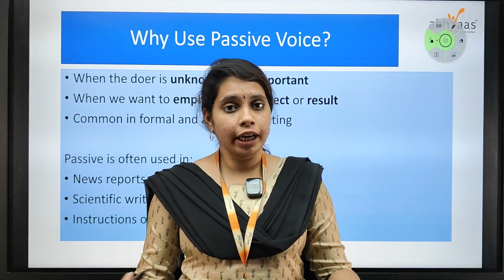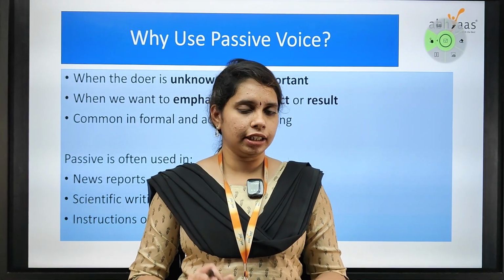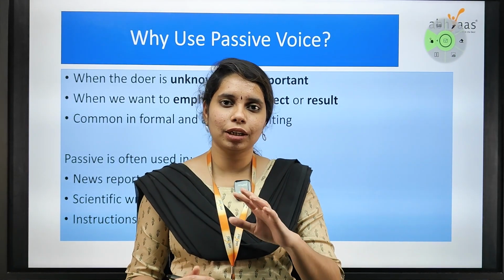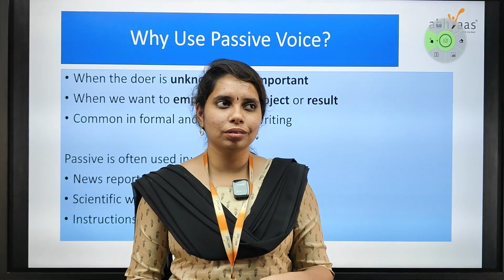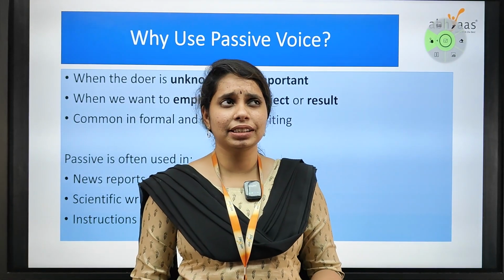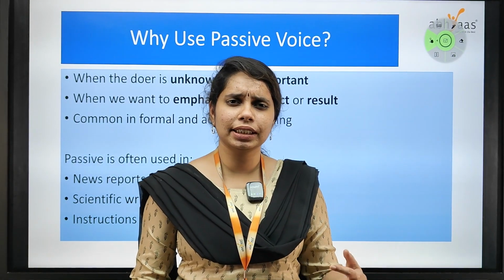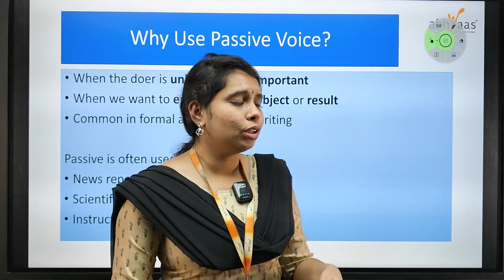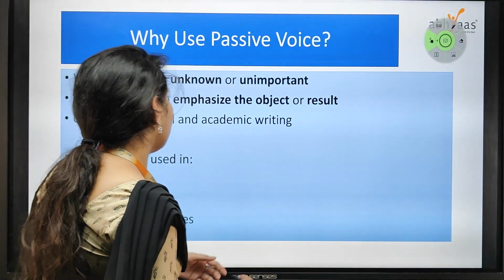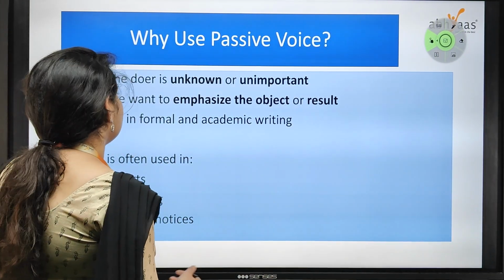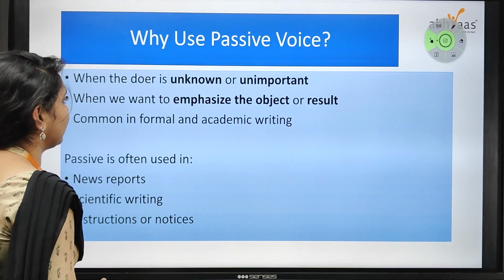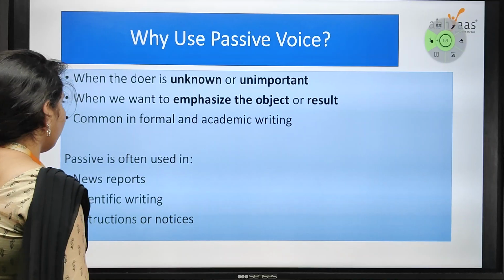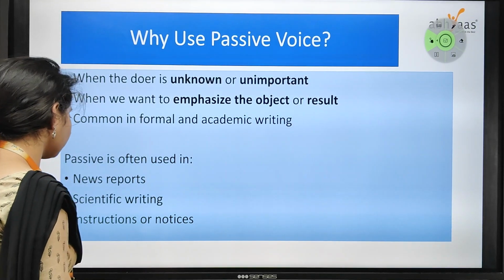Or I can go with a sentence like, people speak English all over the world. Generally speaking is something which is done only by people, humans, right? So the doer is widely known. So you can just say English is spoken all over the world. No need to add people. So when they are widely known or when they are unknown, you can just go with the usage of passive voice. And sometimes also to emphasize the object or the result, we use passive voice.